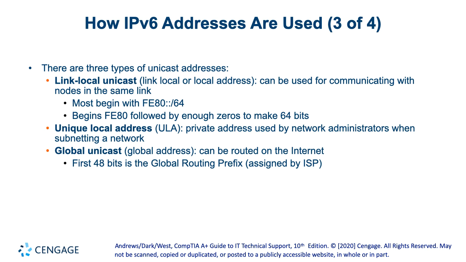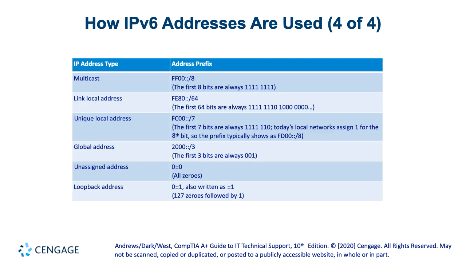So the link local is just a local address. The unique local addresses are very similar to our private IP addresses. They start with FD, and then the global unicast are actual unique public IPs, but you will get assigned the prefix from your ISP. And here's that breakdown and their default prefixes.